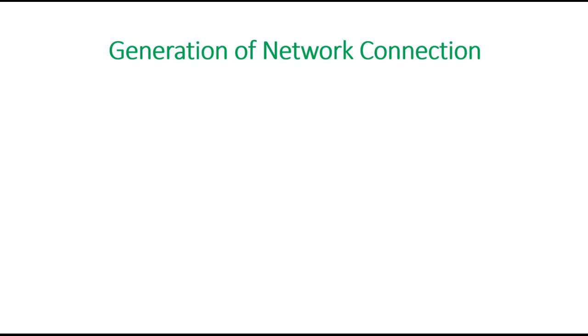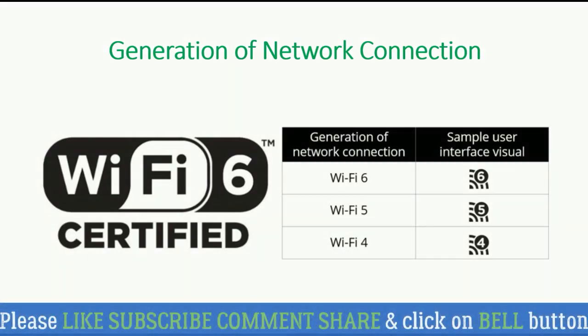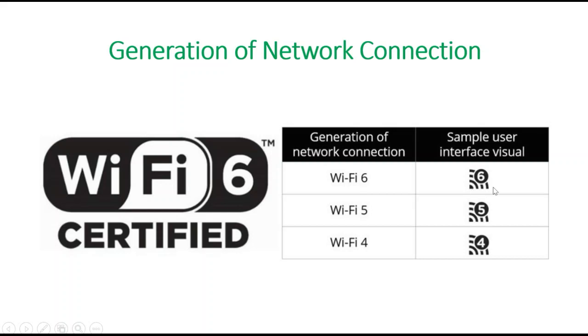If you look at the generations of network connection, this is the picture. See, this is Wi-Fi 6 certified. Wi-Fi 6 means, as we said in the previous slide, 802.11ax. Similarly, you can map it: Wi-Fi 6 means the 6th generation. This is also a logo, this is for certification, and this is a normal logo. This is for AC, which is the current version, Wi-Fi 5, and this is its logo. And for Wi-Fi 4, that is N, this is the logo. It's very simple. It's very conventional.